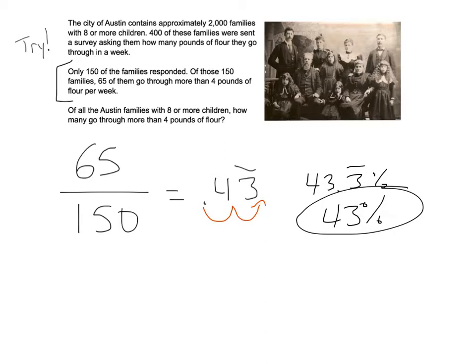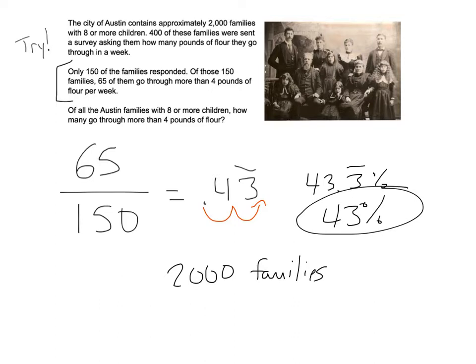But I want to know, of all the Austin families, how many actually go through more than 4 pounds of flour? All Austin families that have 8 or more children. Well, let's see. There are 2,000 families that fit this category, the people we sampled, right? People who have 8 or more children. Now we know that 43% of the sample go through more than 4 pounds. So what we can do is interpret that 43% of the 2,000 families that have 8 or more children will probably go through about the same amount.